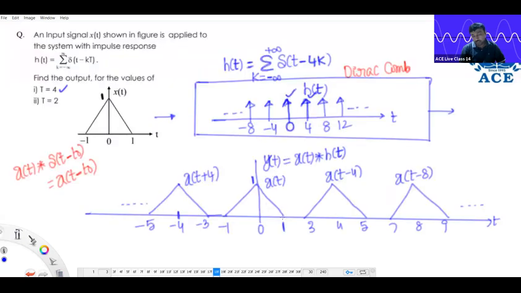The output contains repetition of triangles. You may get a doubt where we are expecting repetition of information. The concept of sampling expects repetition of the content, sir.